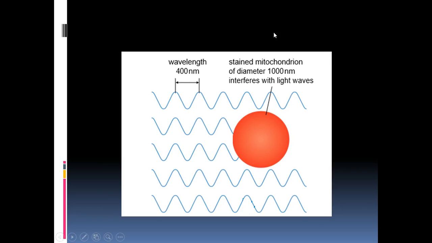And the diagram that we have here shows how a mitochondrion, with the size of 1000 nanometers, is able to interfere with the wavelength of the visible light. And like I said just now, some of the wavelength will be reflected back for us to see.